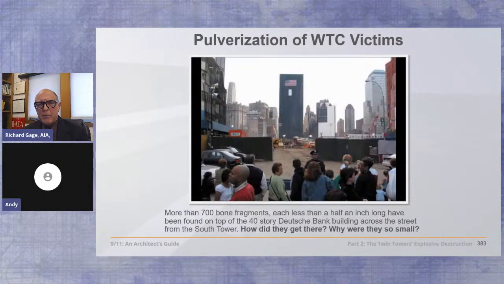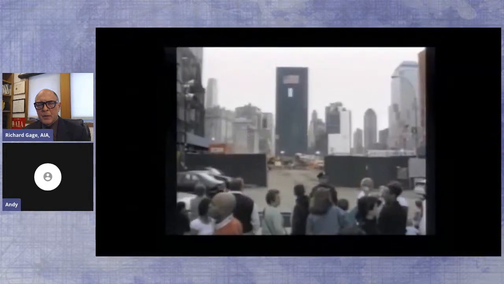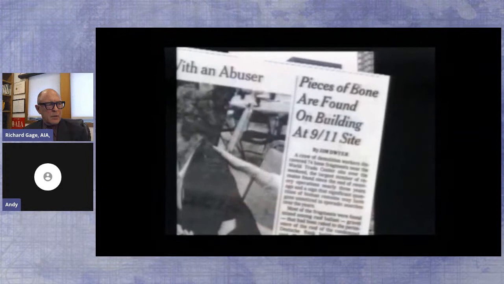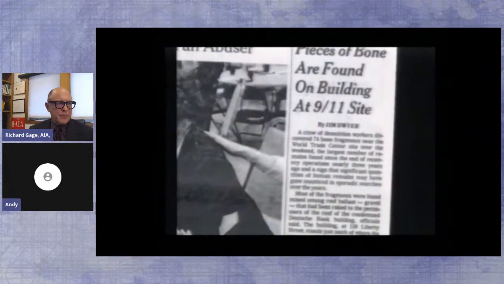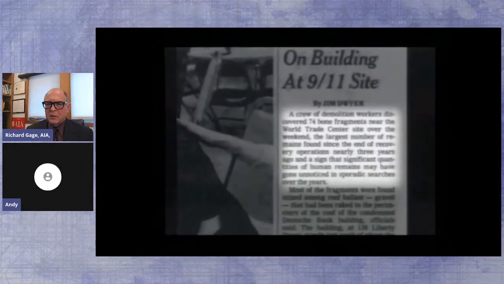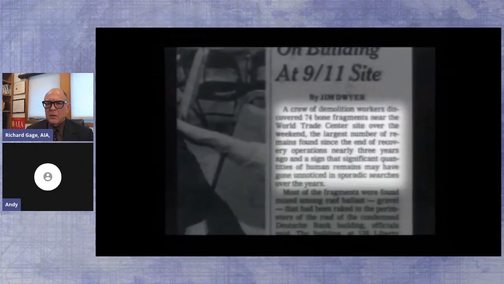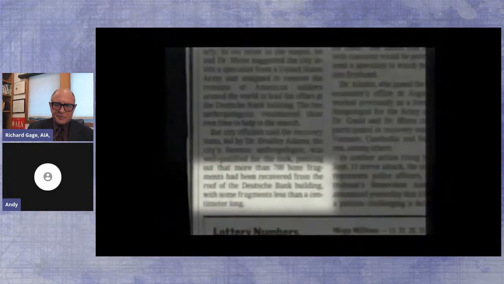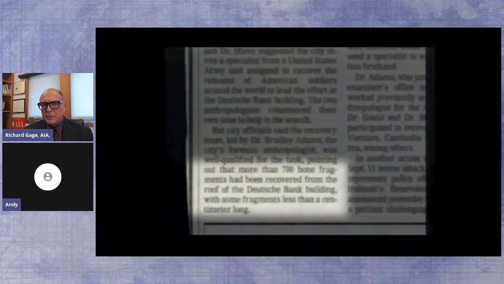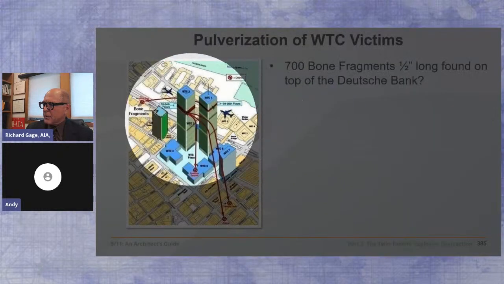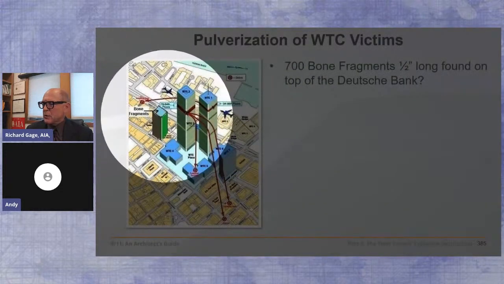What about the people? In April 2006, New Yorkers were distressed to learn that bone fragments, human remains from 9/11, had been found on the roof of the nearby Deutsche Bank building. And how, in God's name, did those fragments get there? And bone fragments less than a centimeter long. How could they be so small? Wait a minute. We have 700 bone fragments found on top of this building, the Deutsche Bank building.